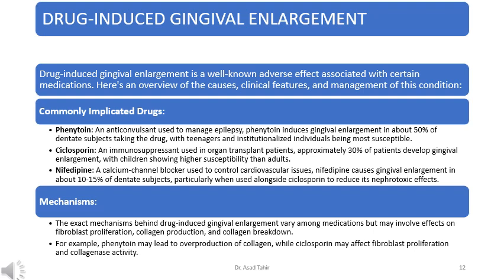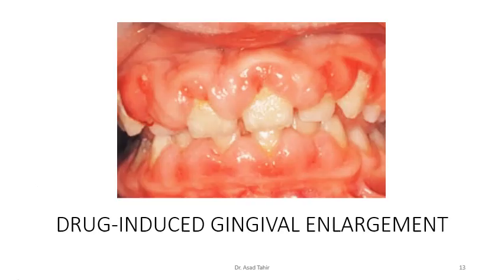Mechanisms. The exact mechanisms behind drug-induced gingival enlargement vary among medications, but may involve effects on fibroblast proliferation, collagen production, and collagen breakdown. For example, phenytoin may lead to overproduction of collagen, while cyclosporin may affect fibroblast proliferation and collagenase activity.